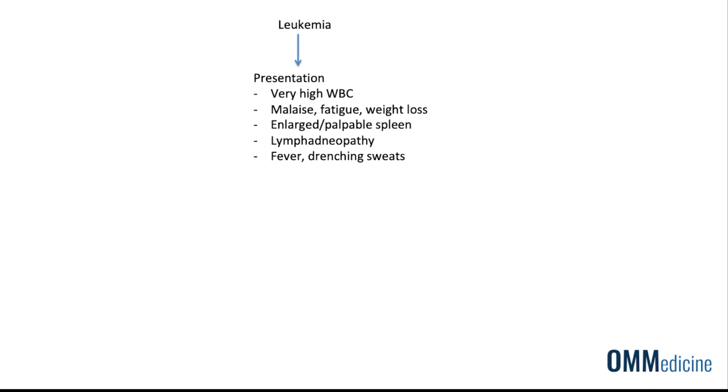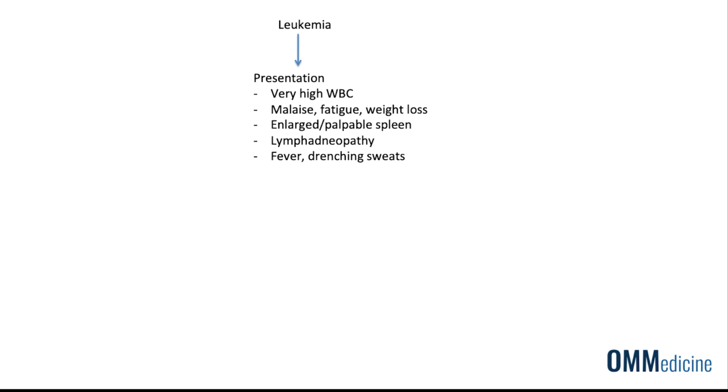So let's start by talking about some of the common features to all of the leukemias. The most characteristic is going to be a very high white blood cell count, sometimes even in the thousands. They'll also have non-specific features such as malaise, fatigue, fevers, and weight loss, which whenever you see weight loss in a question stem, it should raise a concern that the patient may have a malignancy, and so that should be on your differential. Patients with leukemia can also have an enlarged and palpable spleen, lymphadenopathy, and then drenching sweats as well. So if a patient presents with all of these features, it should raise a flag that maybe you're dealing with a leukemia.